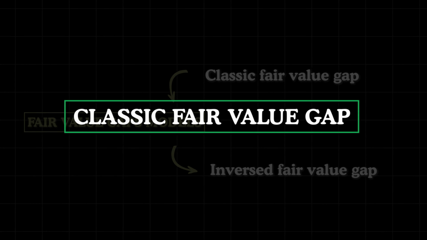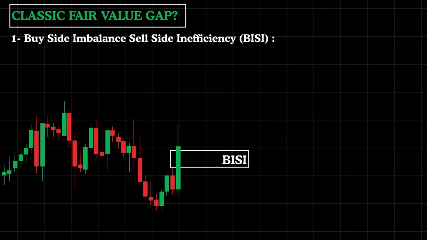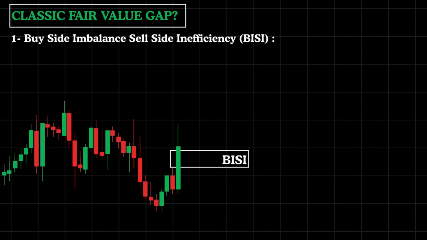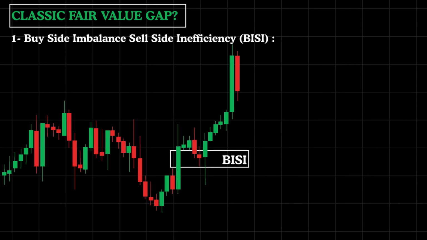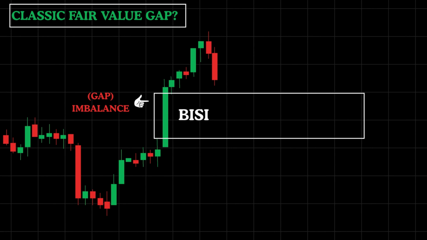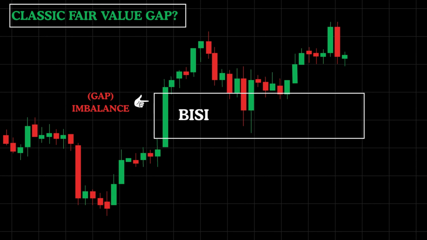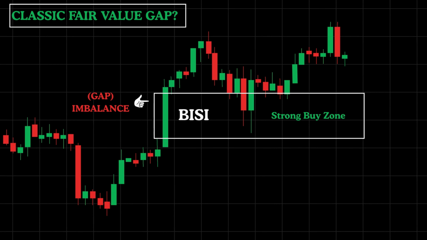Let's begin by unpacking the classic model, which itself is split into two main types. The first type is buy-side imbalance, sell-side inefficiency. This kind of fair value gap shows up during a sharp upward price surge where sellers had minimal or no chance to take part. The outcome is an imbalance, a gap with missing sell-side activity. The market often revisits this zone to offer a fair chance for sellers to step in, making it a prime area for possible long entries when price pulls back.